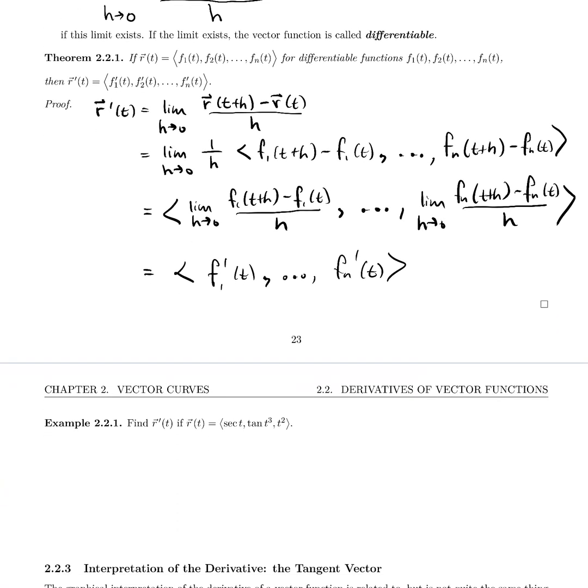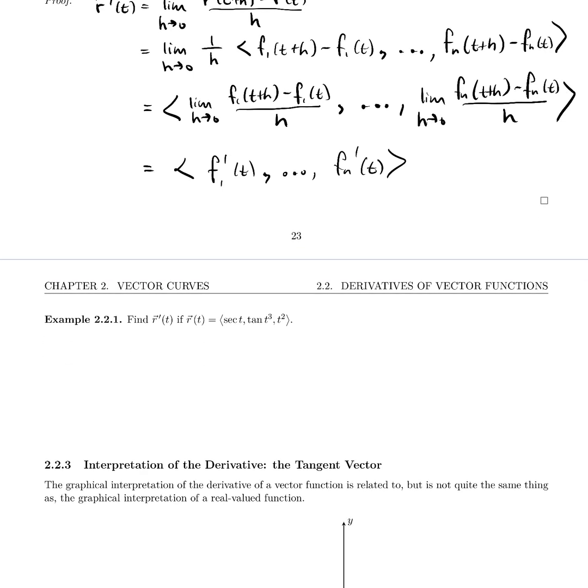So let's just do a little example quickly here. So example 2.2.1, we're given r of t is secant of t, tan of t cubed, and t squared, and we're asked to find r prime of t. So this is really just an exercise in our derivative rules from our Cal 1 course. So we have r prime of t is equal to the derivative of each of the component functions. So the derivative of the secant, the derivative of tan of t cubed, and the derivative of t squared.